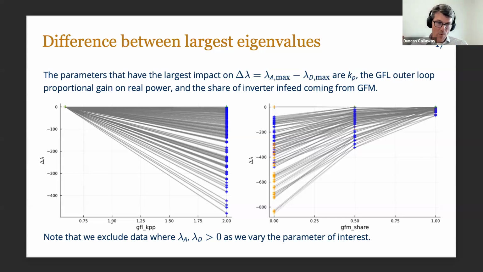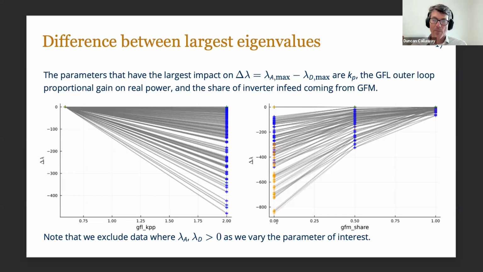And then what we have on the x-axis is the outer loop grid following inverter real power gain. And you may have noticed before I said that we also equate it to the proportional gain of the reactive power control loop. So both reactive and real power control loop gains on the grid following inverter are larger in this case versus a smaller value over here. And so as you increase the gain on that grid following inverter, we see that that's when this sort of difference of opinion opens up.